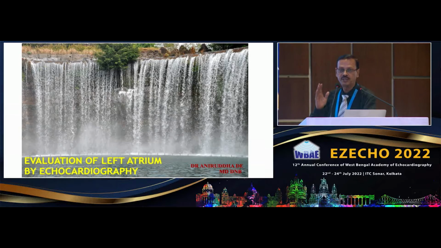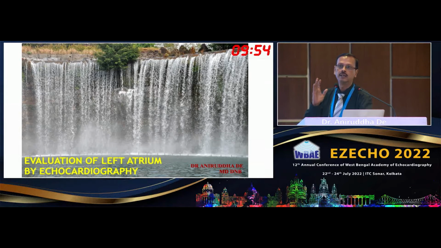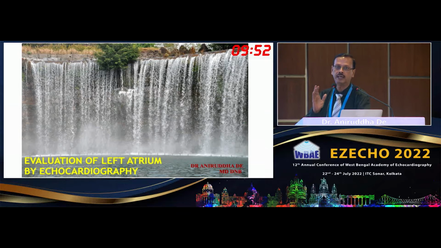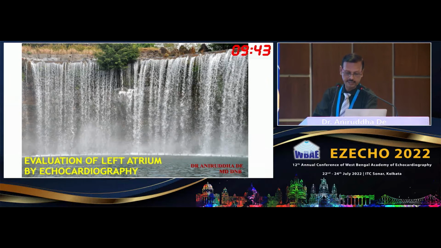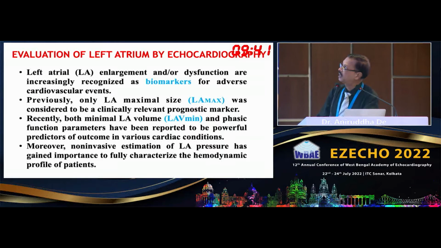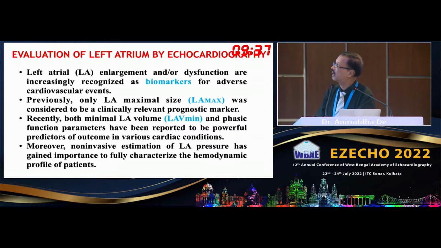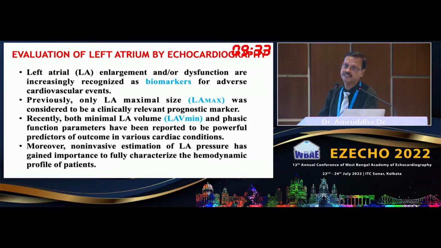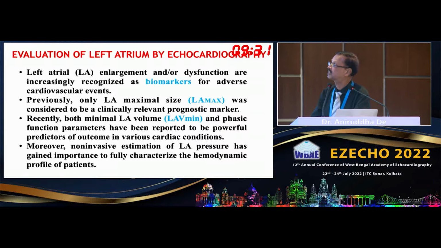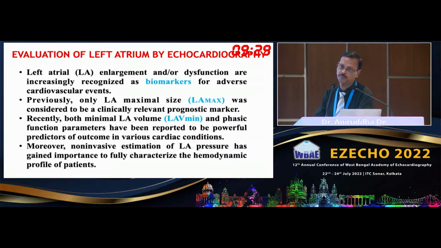In fact, in the morning session, we talked about the importance of the LA, where within the LA maximum volume we stressed until now, but I am talking to you beyond that. See, left atrial enlargement and dysfunction are increasingly recognized as a biomarker for adverse cardiovascular events. Only maximum LA size, that we called LA max, was considered a clinically relevant prognostic marker.